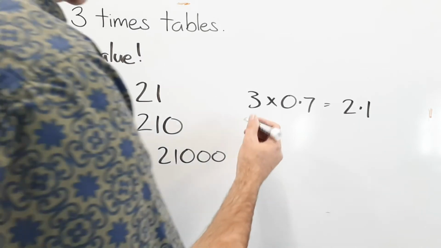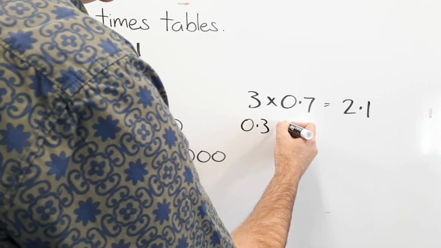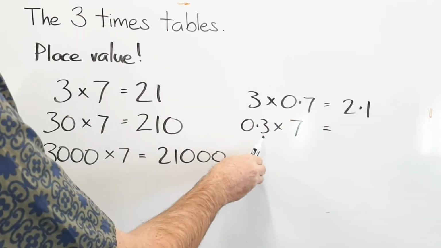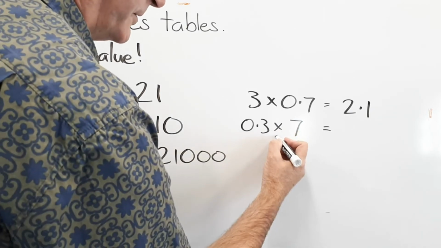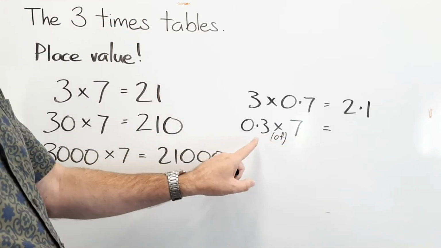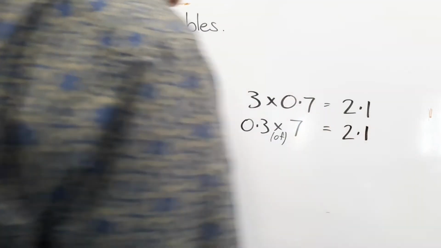It would also work if it was 0.3 times 7. Remember, 0.3 in this case would be 0.3 of 7. You can write of in there as a little reminder. 0.3 of 7. It's going to be slightly less than a third of 7. The answer is still 2.1. Makes sense either way you do it.